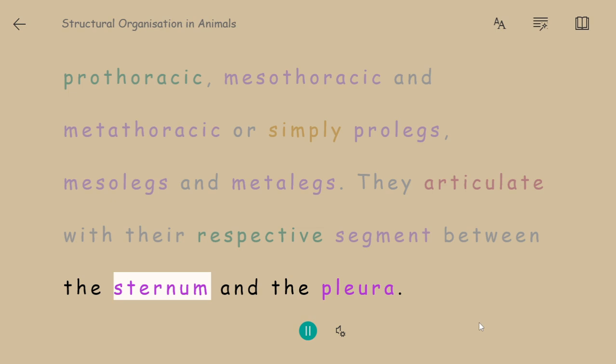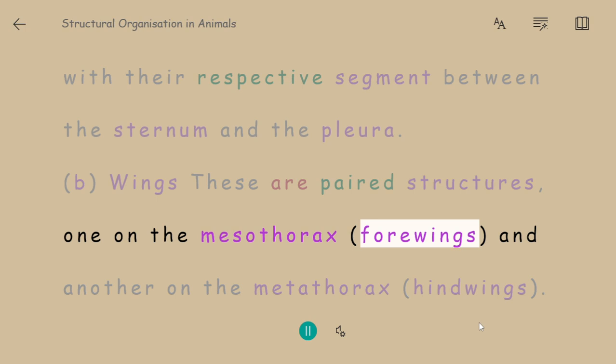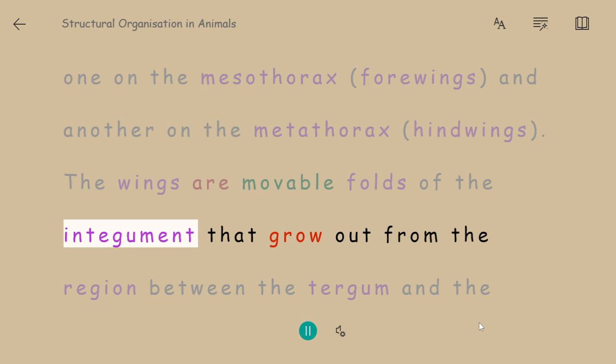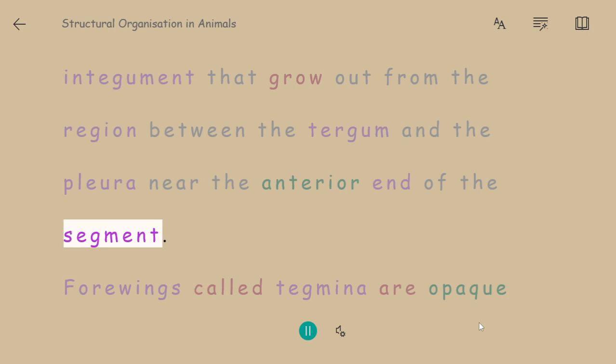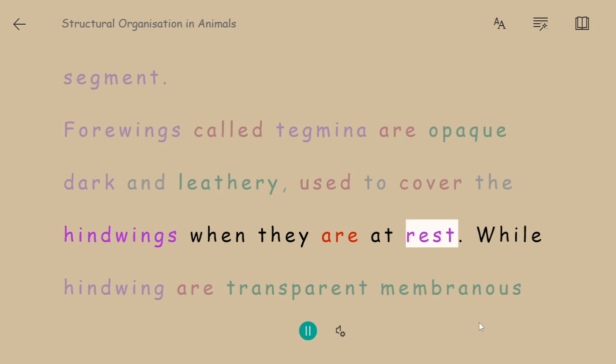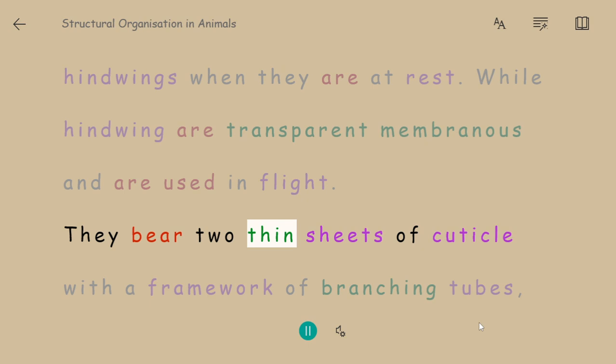B. Wings. These are paired structures, one on the mesothorax, forewings, and another on the metathorax, hindwings. The wings are movable folds of the integument that grow out from the region between the tergum and the pleura near the interior end of the segment. Forewings called tegmina are opaque, dark, and leathery, used to cover the hindwings when they are at rest, while hindwings are transparent, membranous, and are used in flight. They bear two thin sheets of cuticle with a framework of branching tubes, the veins or nervures.